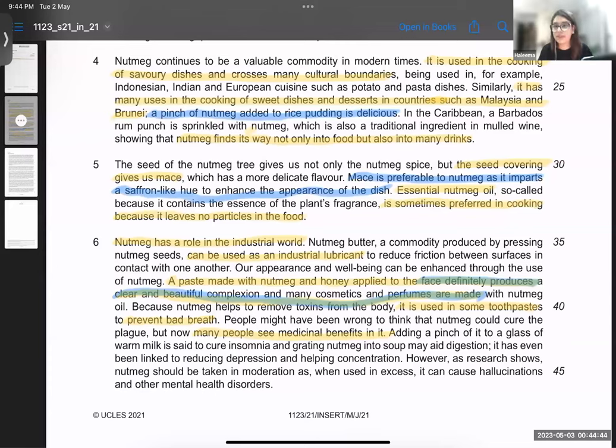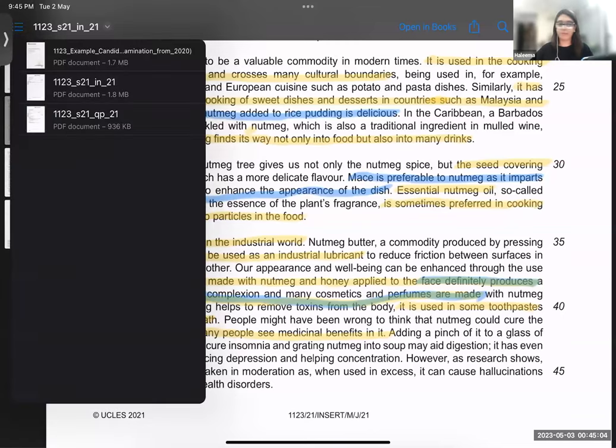So since this is in terms of notes, you can actually jot them together. You can use phrases instead of actual coherent sentences. As long as the keywords are there, that's fine. So if you're talking about essential nutmeg oil, that's a content point in its own. Okay, so let's just quickly go over.